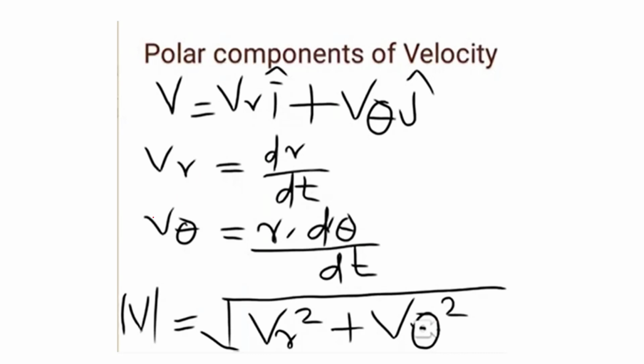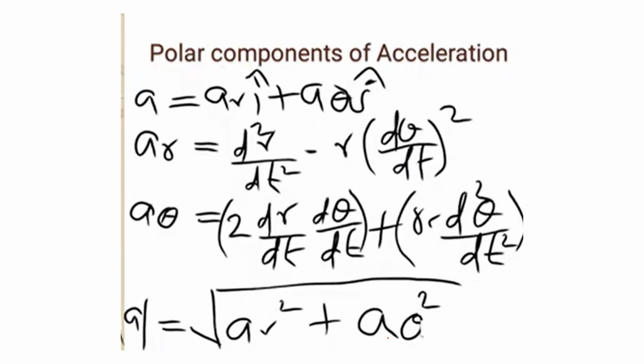Now, similarly, you can find out V theta. That will be equal to r into d theta by dt. You need to remember this formula, that's all. Then, if we have Vr and V theta, you can find out the magnitude of the velocity using the formula square root of Vr square plus V theta square.